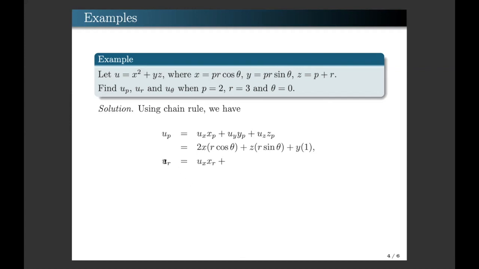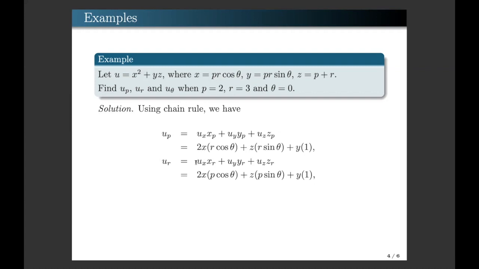Similarly, we write out the partial of u with respect to r. So that's the partial of u with respect to x times the partial of x with respect to r plus the partial of u with respect to y times the partial of y with respect to r. So take note, we're just changing the subscripts here. Plus the partial of u with respect to z times the partial of z with respect to r. So now, computing the partial derivatives, we get this.